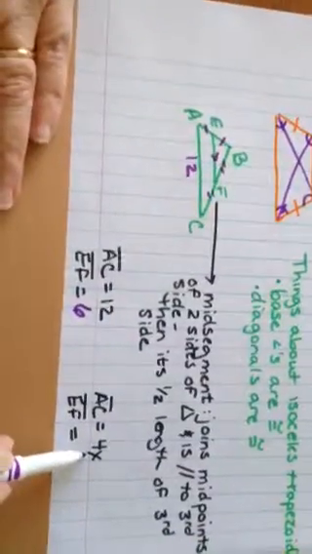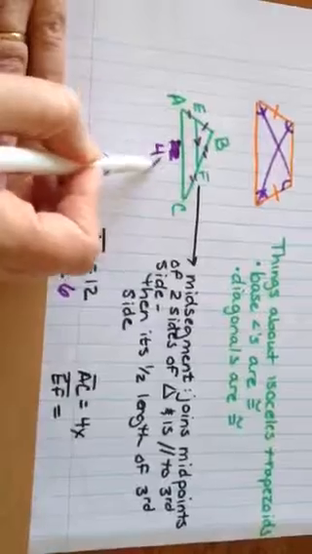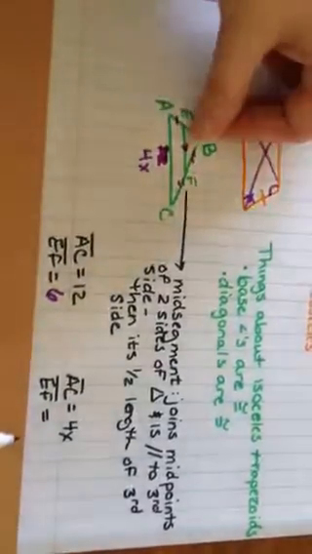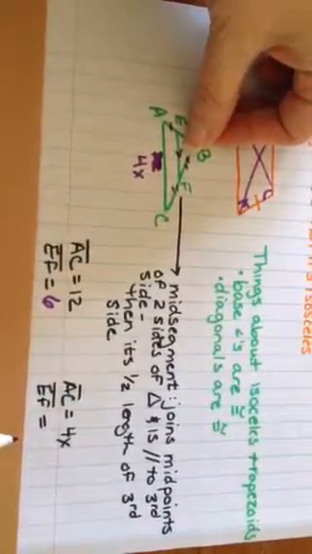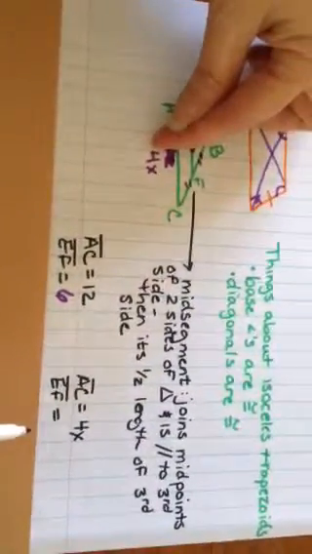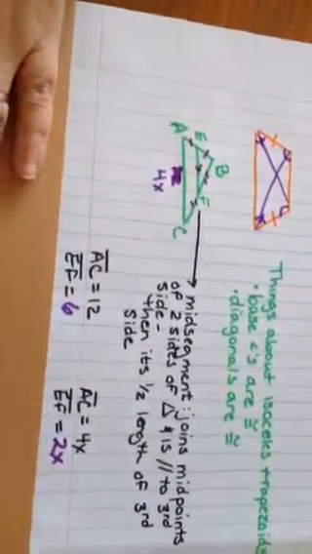Sometimes they'll give you an algebraic expression and say, okay, well, if this is 4x, then how long is the mid-segment? Well, since the mid-segment is half of the third side, what's half of 4? 2, so my mid-segment is 2x.